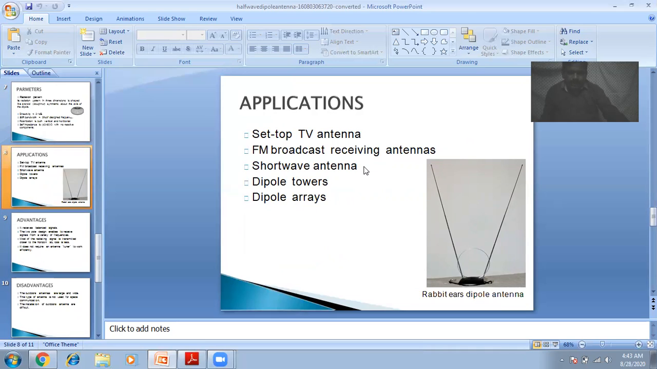Now the applications of this half wave dipole antenna. What are the applications? The applications are set-top TV antenna, and it is used in FM broadcast receiving antennas and shortwave antenna. It is also used in dipole towers and dipole arrays.